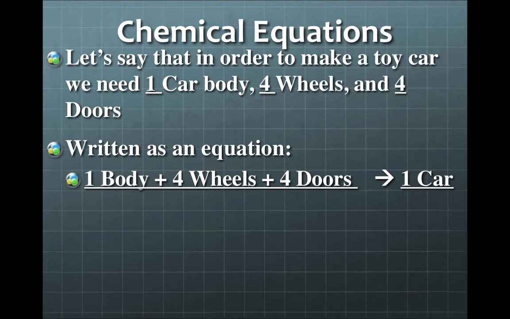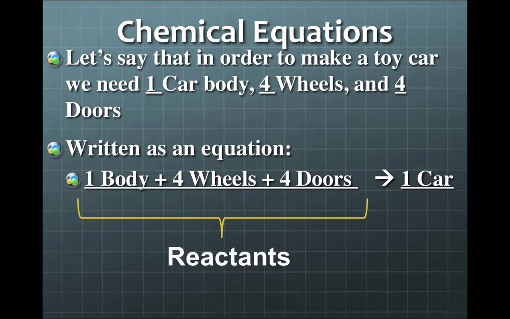By the way, I'm just going to say this right now. An arrow does not mean an equal sign. It means that the things on the left turn into or form the things on the right. It's not necessarily that they're equal to each other. It's not the same as math class. It means they turn into. So in this case, the body, the wheels, and the doors are the reactants, and the car is the product.